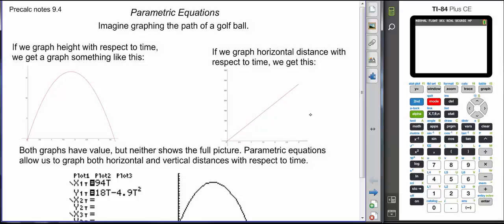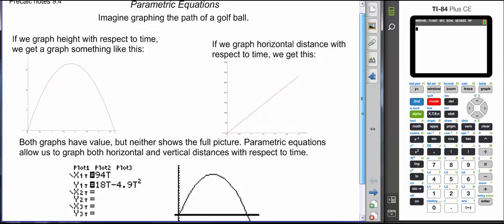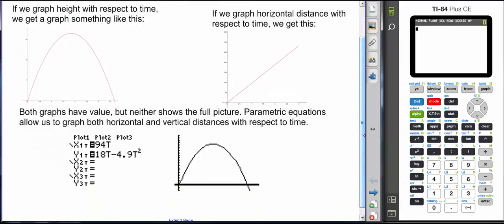But again, both these graphs are limited, and to get real information, to know where the ball's height and horizontal distance are at a certain time, we'd have to do two separate calculations and piece two graphs together. So parametrics are essentially a way to get three pieces of information onto one two-dimensional graph.